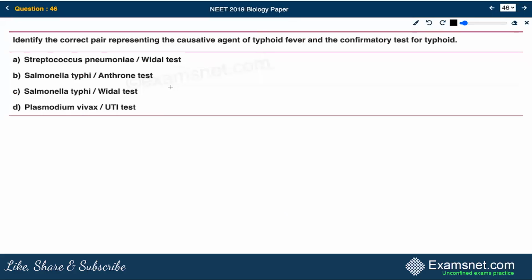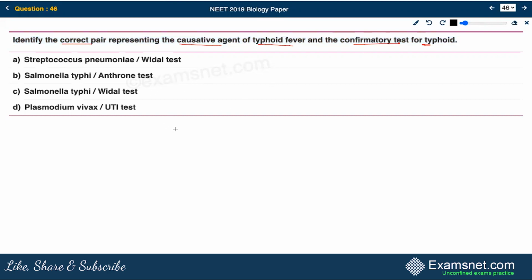Now let's talk about the next question, which is question number 46. This question says that you have to identify the correct pair representing the causative agent of typhoid fever from the confirmatory test for the typhoid. So basically, certain causative agents have been given that cause diseases of a particular origin. We have to just find out the confirmatory test for them, and that too for typhoid. Remember, we have to confirm it for typhoid.